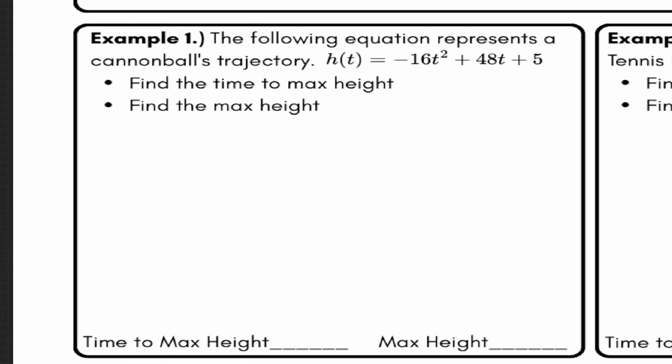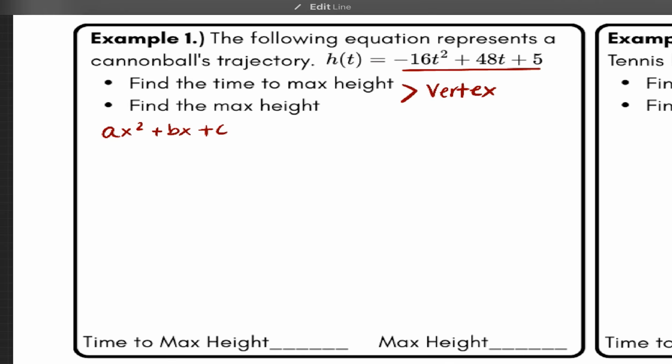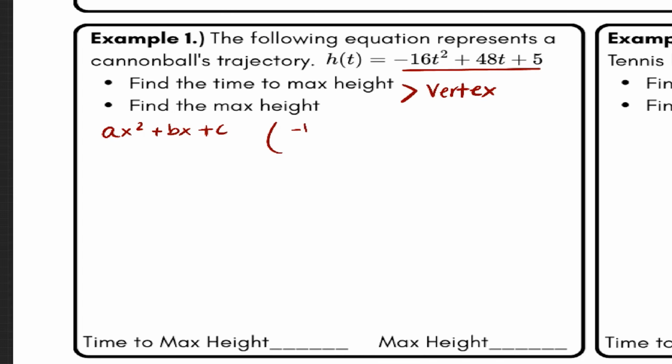Now, from what we just talked about, we know that these are talking about the vertex, right? And from standard form, if you remember, standard form is ax squared plus bx plus c. So this is in that same format. The variables are a little bit different, but it's still a quadratic in standard form. To find the vertex from standard form, we use the formula negative b over 2a, and then we plug it in. That just means plug it in.